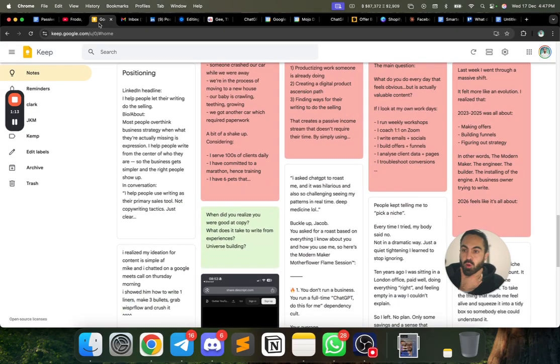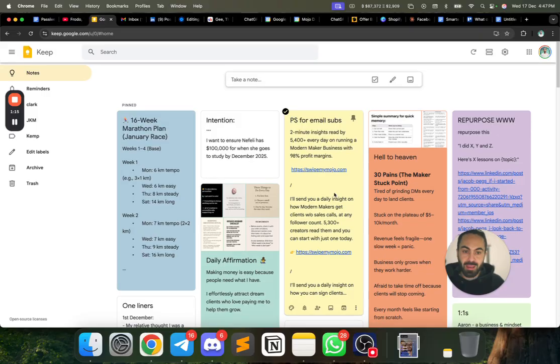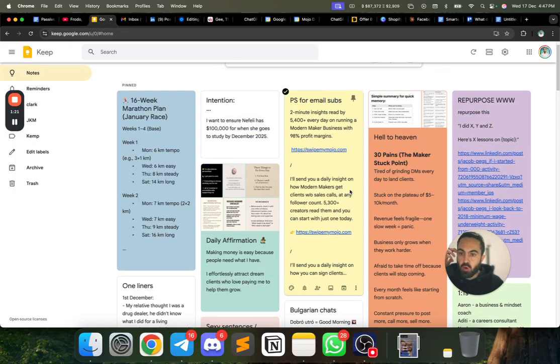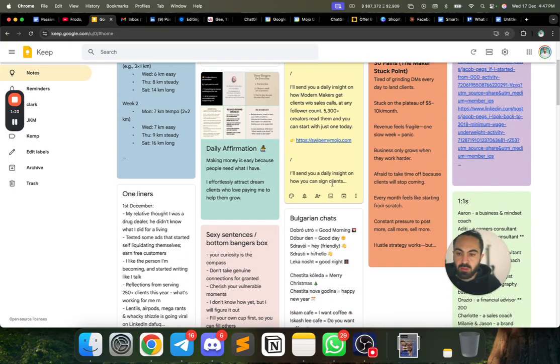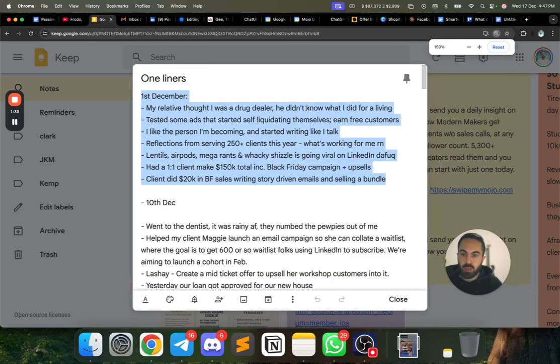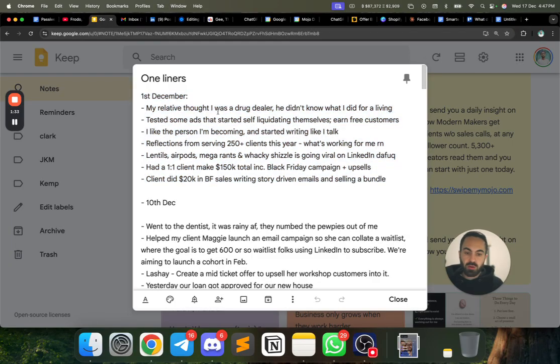So over here, you'll see I'm quite messy, but this is how my brain works. Essentially, I've got these one-liners over here, and I just label what happened during the week. So you can see here, on the 1st of December, my relative thought I was a drug dealer. He didn't know what I did for a living. Or I tested some ads, or I like the person I'm becoming. Reflections from this year because it's December. Or I saw some lentils, AirPods, mega rants, wacky stuff going viral on LinkedIn, instead of the normal carousels or things.